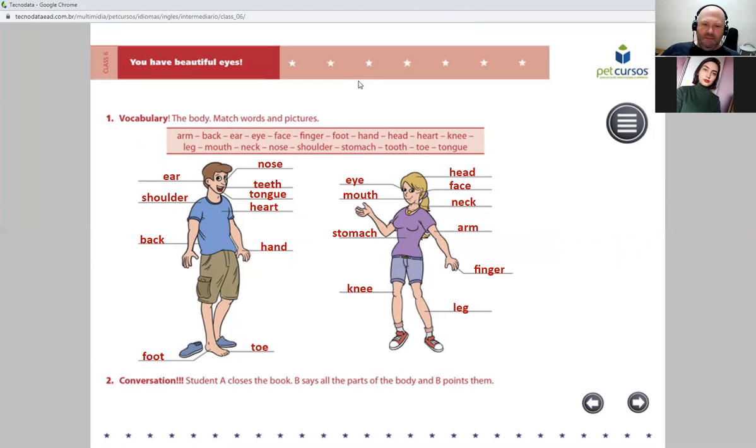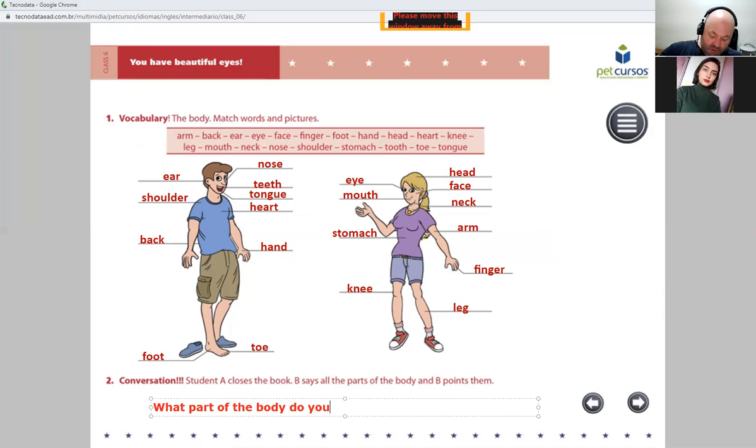So the name of the game is: what part of the body do you use to...? Okay, so Natalie, what part of the body do you use to play volleyball? Volleyball is the hand. So you say, I use my hand. Yes, you use your hands. And what part of your body do you use to watch movies? My eye. Yes. I use my eye to watch the movie.